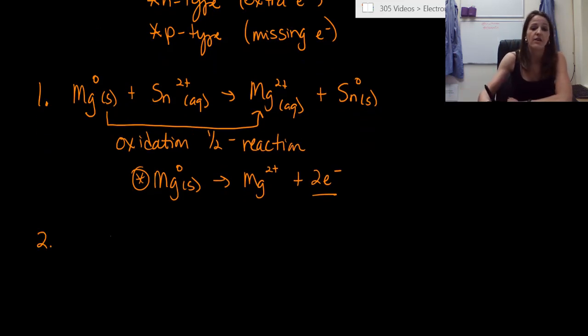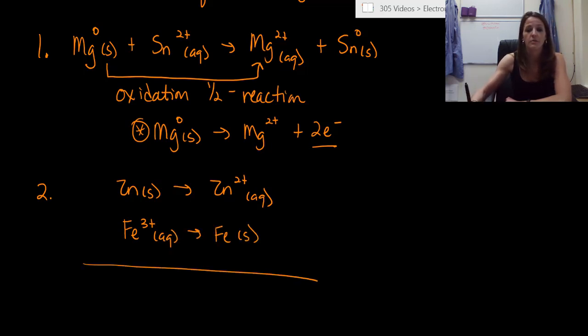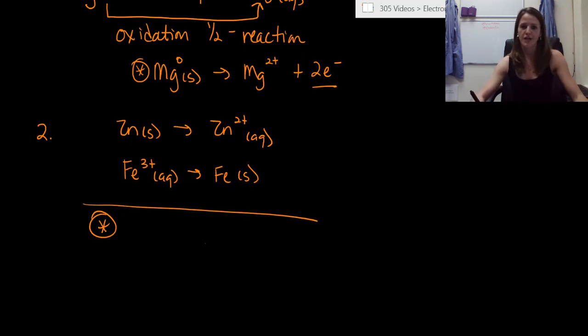Number 2, if I give you zinc solid and I tell you it goes to zinc 2 plus in the aqueous state, and then I also give you iron 3 plus in the aqueous state, and that's going to iron solid. This is all the information I'm going to give you. I'm going to ask you to solve for the total chemical equation. Do not forget to balance. Go. All right, did you get an answer? Hopefully you did, but if you didn't, that's okay.